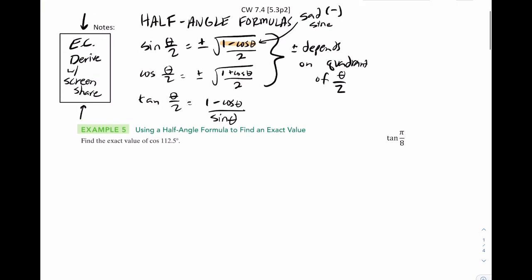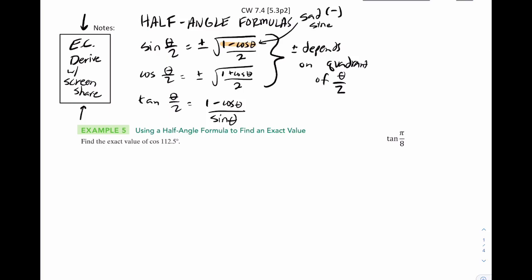Let's go to our first example. Find the exact value of cosine 112.5 degrees. So the first thing we're going to note is this thing is in quadrant 2. And that's going to tell us that in quadrant 2, cosine is negative. So we're going to know this thing is negative. So we'll come back to that.